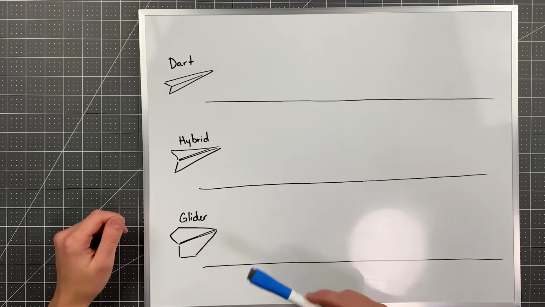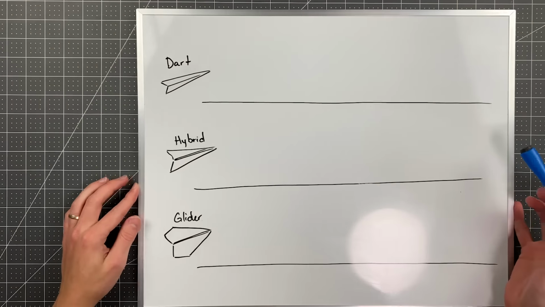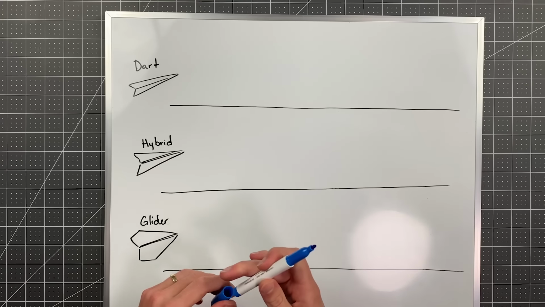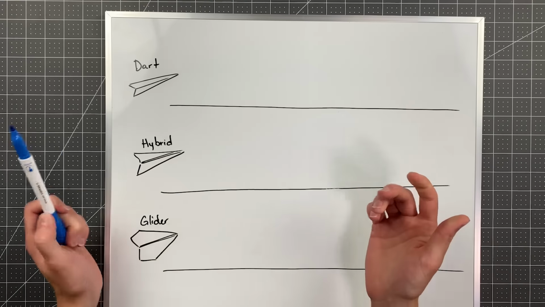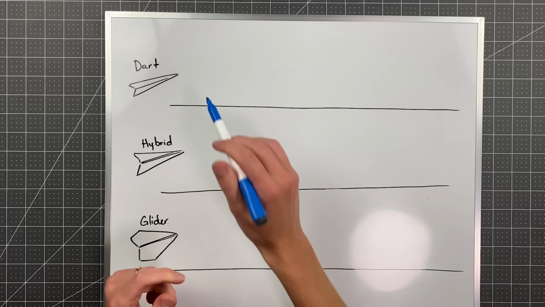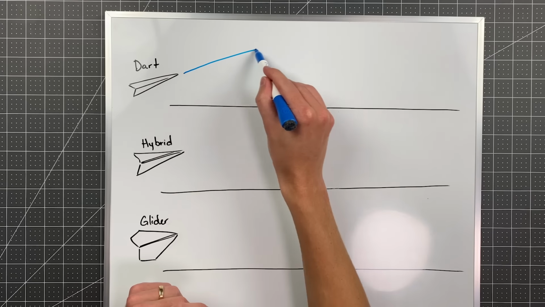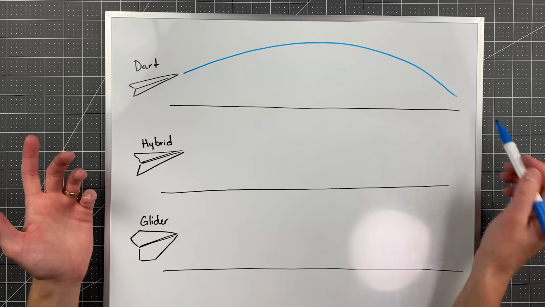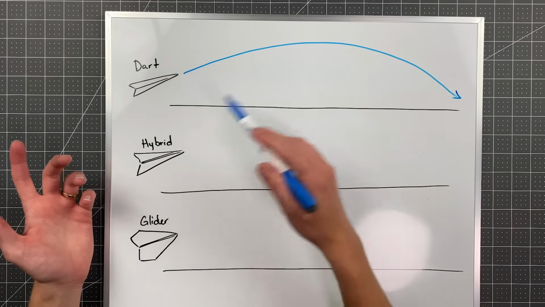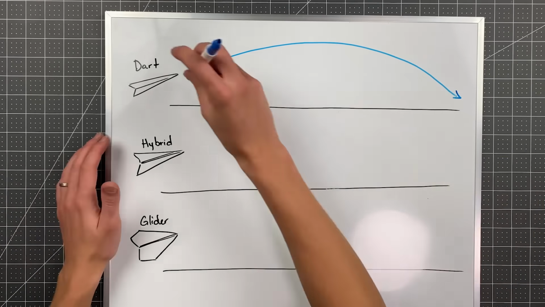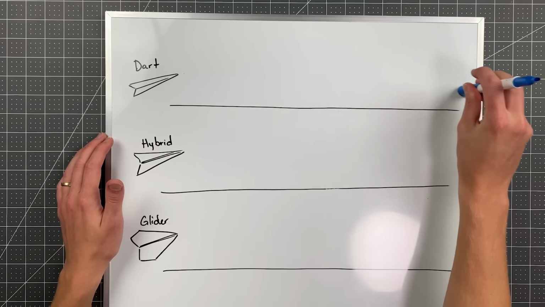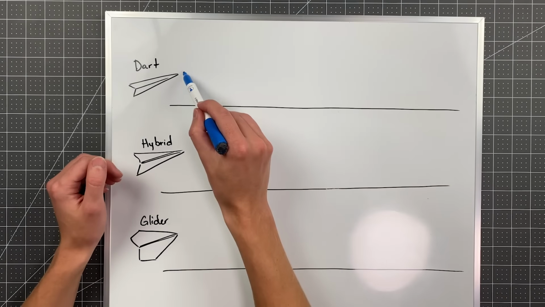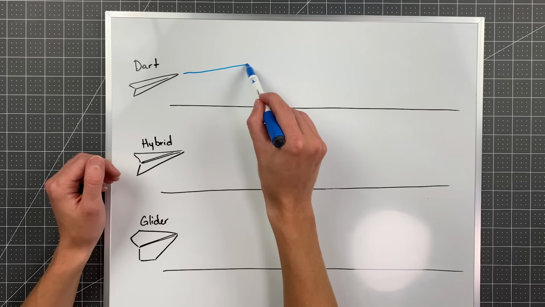These black lines represent the ground, and I'm gonna draw out some flight paths for these planes. So if a dart is generating no lift at all because its wings are so narrow, it would fly in a literal parabolic trajectory. That's like if you threw a baseball, it literally just follows an arc. It doesn't generate any lift at all. Now, actually, most dart paper airplanes generate a little bit of lift, so they don't fly like that. They fly more like this.